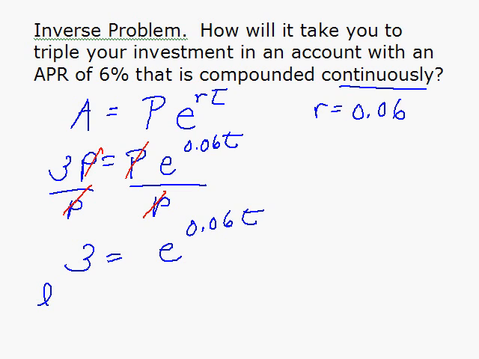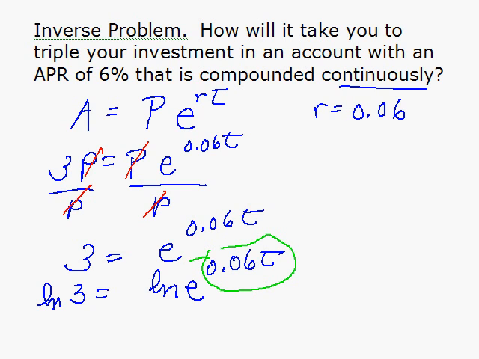Okay, so I'm going to take the natural log of both sides. That makes the most sense because I have an e, base e. Okay, now natural log of 3 is just a number. This comes out in front as a multiplier. So I have natural log of 3 equals 0.06t times the natural log of e. But the natural log of e is 1.